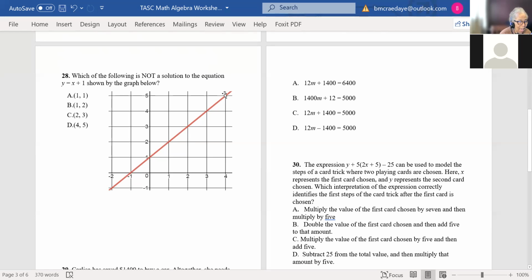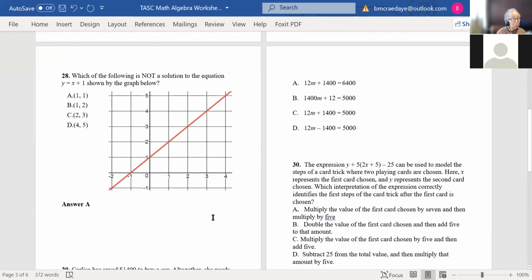5. So that's a solution. So which one is not a solution? Yeah, that's right, A. It's saying 1 and 1, but this is not a 1. When X is 1, Y is a 2. So A cannot be a solution because we just said when X is a 1, Y is a 2. Once you told me this one, you could say A is not a solution, right?